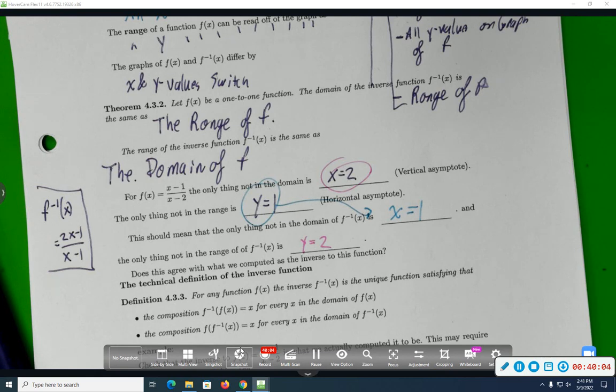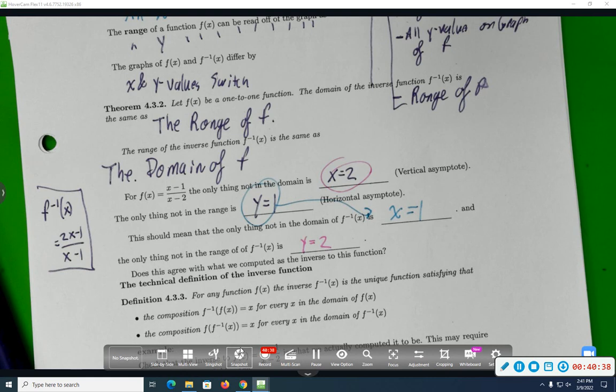So the last thing that I want to do is give the technical definition of what the inverse function actually means. And if you want to verify that definition, we'll walk through that. For any function f, the inverse, f inverse, is the unique function that satisfies that this composition, f inverse of f of x, is equal to x, and f of f inverse of x is equal to x, whenever you take an x value that's in the appropriate domain. So there's the definition of what the inverse function actually is.